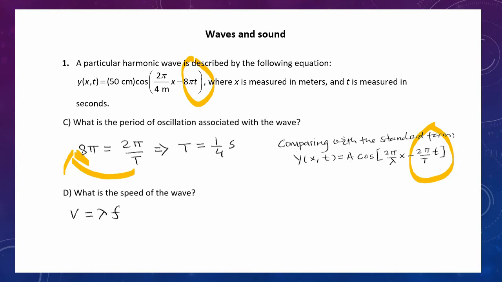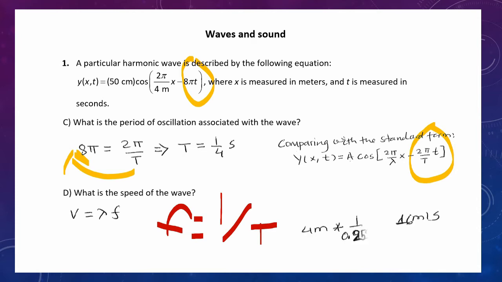Because if you remember, your frequency is just equal to 1 over your period. So since we have the period as 1/4, the frequency is going to just be 4. So if you put that in, we have 4, which is the wavelength, times 1 over 0.25, and this right here is just 1 over the period, which is frequency. That gives us the answer of 16, like we're looking for.